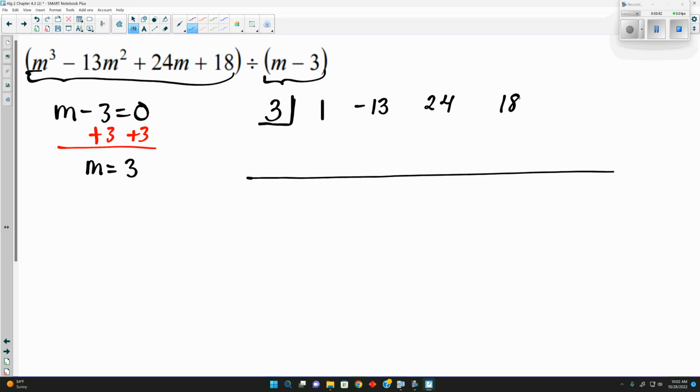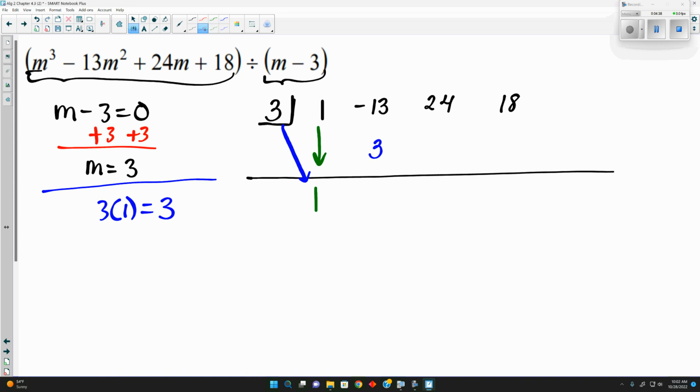Yes? Okay. Now to start this process off, the first thing we do is drop the first number. We bring it down. Okay. Next thing we're going to do is say 3 times that number there. I wouldn't draw the arrows because I'm going to put them in and then erase as we go, because there's going to be a lot of arrows. So we'll do 3 times 1, which is 3. Okay? We take that 3 and put it under the next number, which is our negative 13. We good with this here so far?